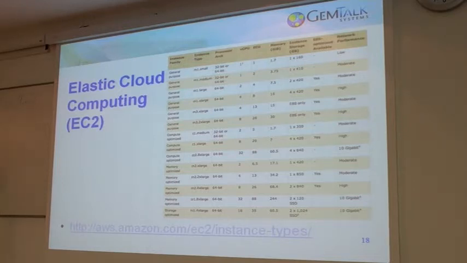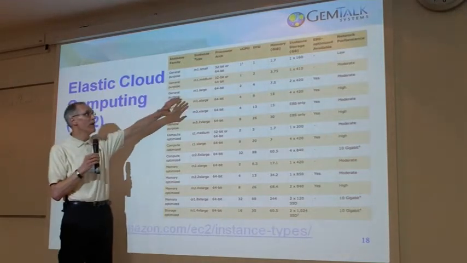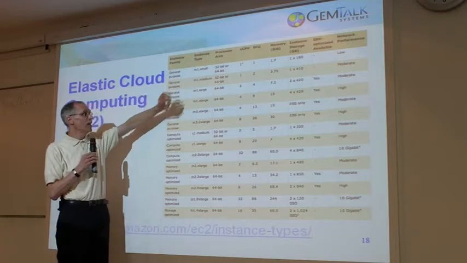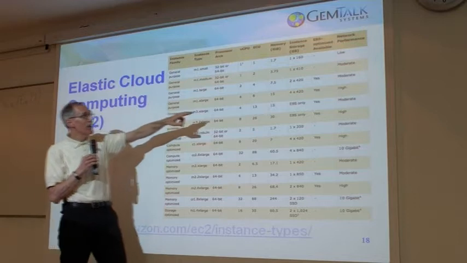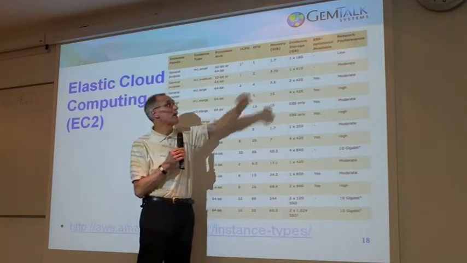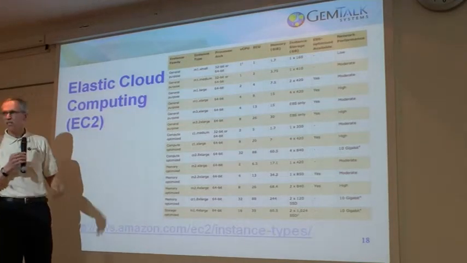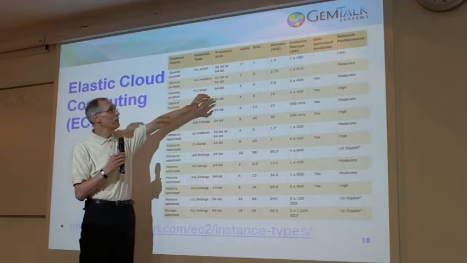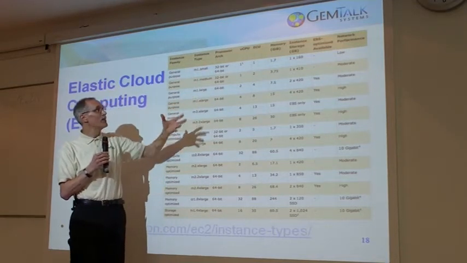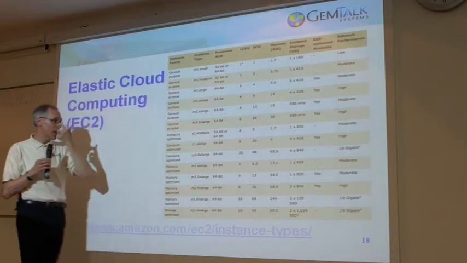Now, the virtual machines themselves come in a wide variety of configurations. You can't see this, but you may be familiar, I can read off some. There's the M1 small that has 1.7 gig of memory and one CPU and relatively low network performance. An M1 medium is one CPU but twice as fast and has 3.75 gig.